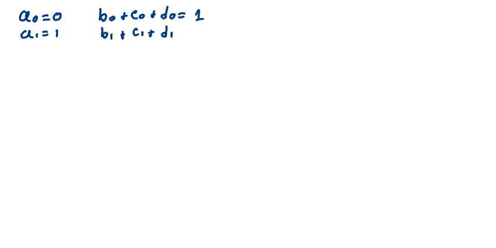From part A, the previous video, one thing that we came up with is the fact that a naught was equal to 0. Our a sub 1 was equal to 1. Then we also had some equations. Our b naught plus c naught plus d naught was equal to 1. Then here we had our b sub 1 plus c sub 1 plus d sub 1, which was equal to 1. In this case I'm going to name this as equation 1, this as equation 2.